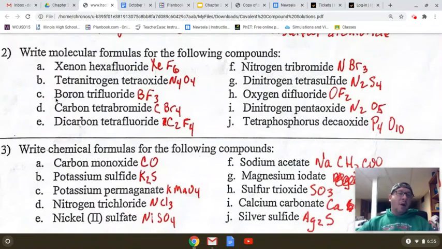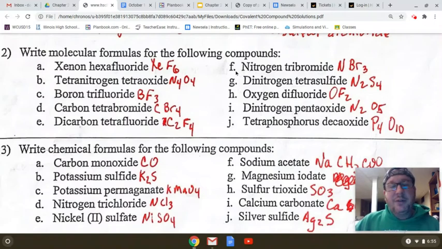C, boron trifluoride. Again, no prefix on boron. So it's just B, and then tri means 3 fluorines, BF3. D, carbon tetrabromide. You should have CBr4. E, dicarbon tetrafluoride. Di means 2, so there's 2 carbons. Tetra is 4, so that means 4 fluorines, C2F4.